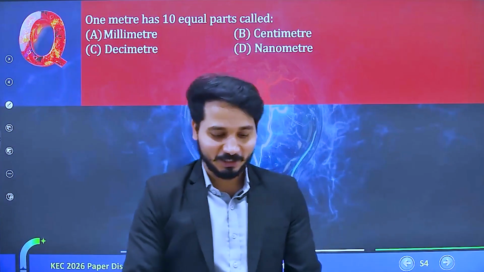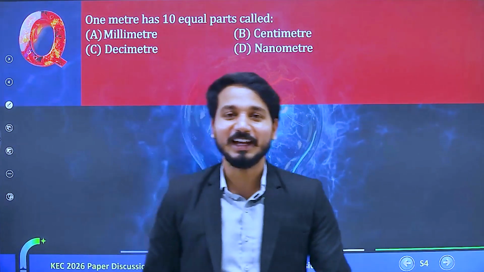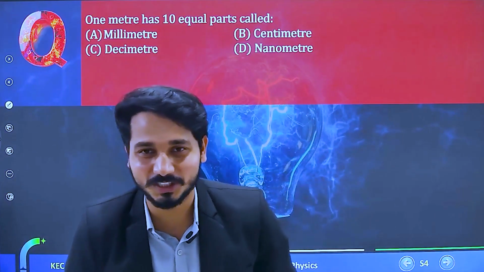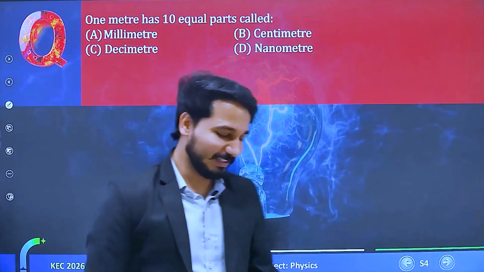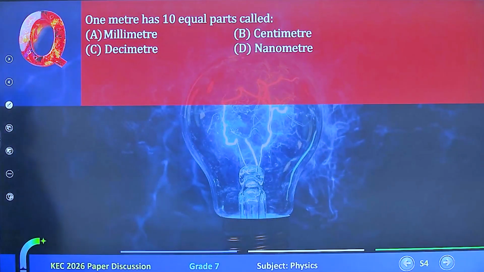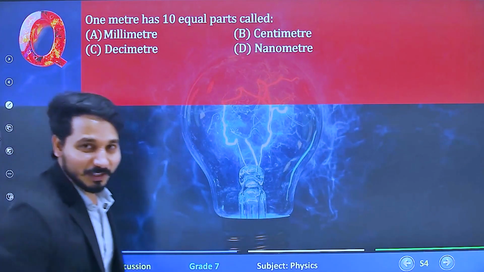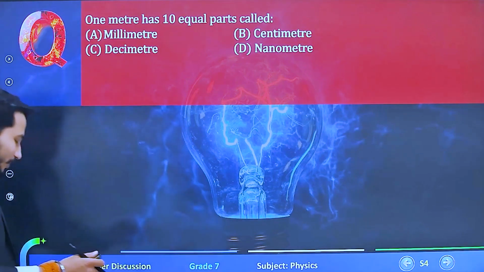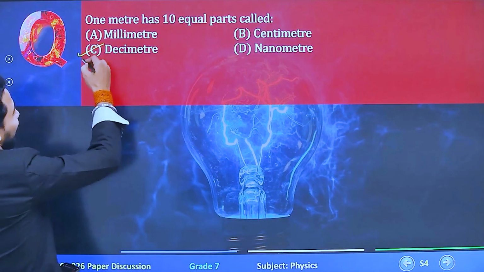1 meter has 10 equal parts called. I guess we did this question in our regular classes also, right? So 1 meter will be equal to how much? 10 equal parts. Millimeter, centimeter, nanometer or decimeter? Decimeter. Maximum of you commented the right answer. Oh, yeah, correct. Very good.